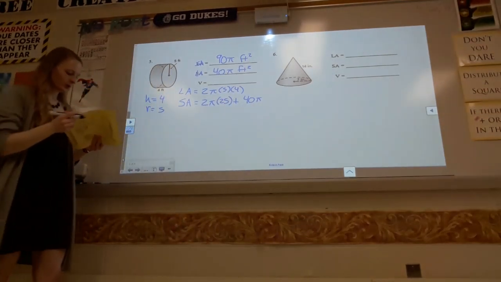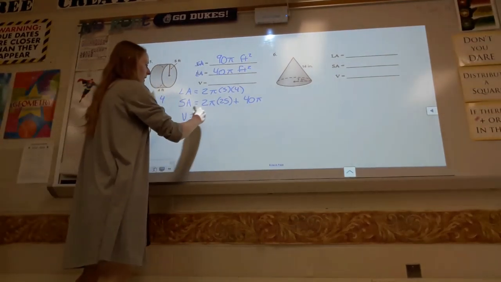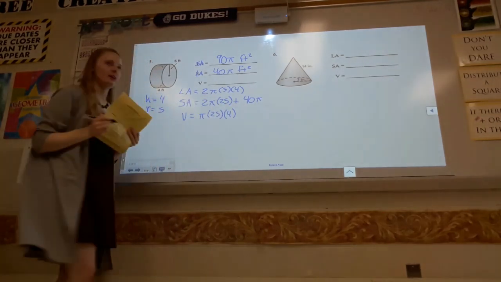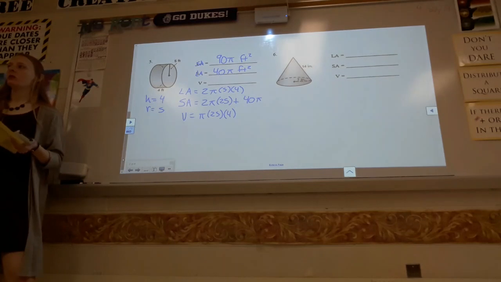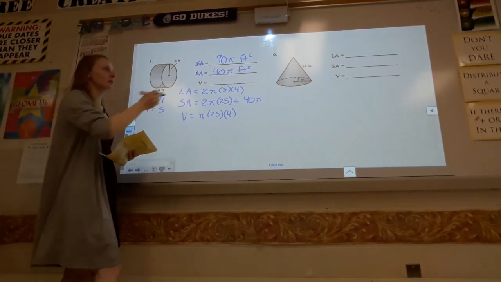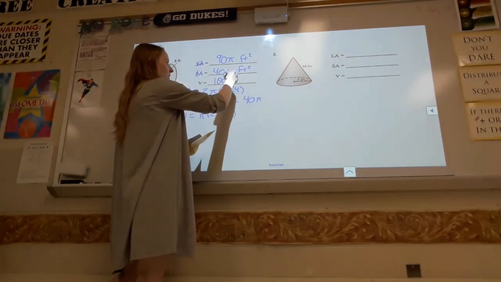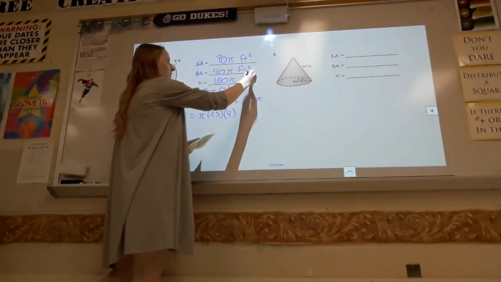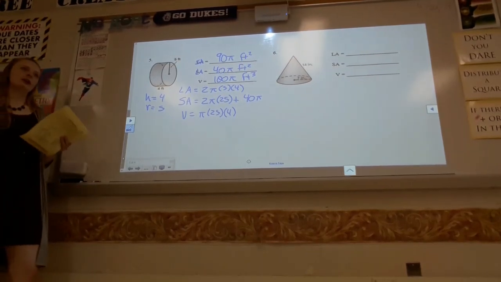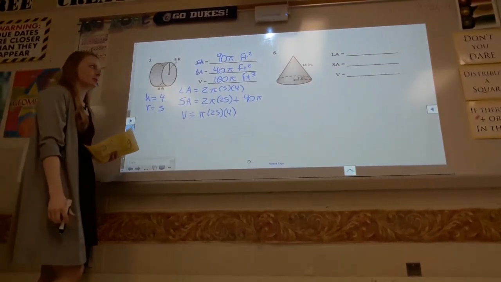Then your volume is pi r squared times h, 25 times 4. 100 pi feet cubed. Okay. Alright, so once you know the radius and the height, just make sure you're carefully identifying those from the picture, then you guys can plug them in really easily.